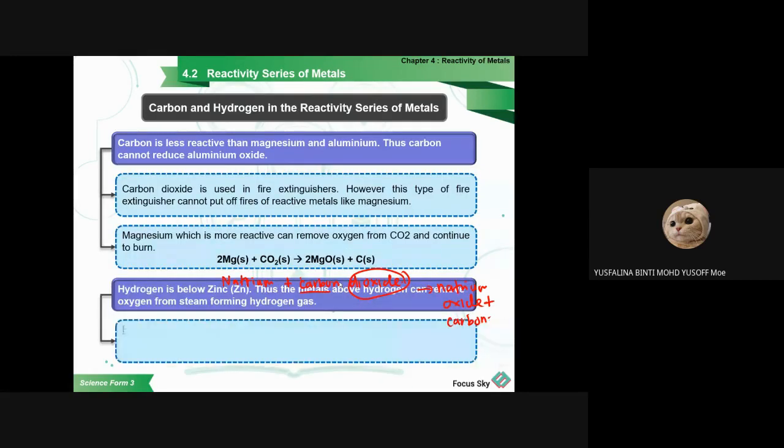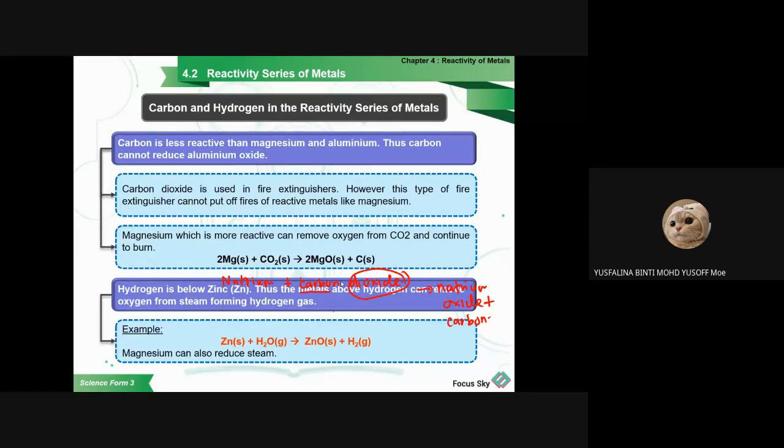Okay, so this is the example. The next part is carbon and hydrogen in the reactive series of metal. Just now we only saw carbon, so now we look at hydrogen. Where is the place for hydrogen in the reactive series of metal?